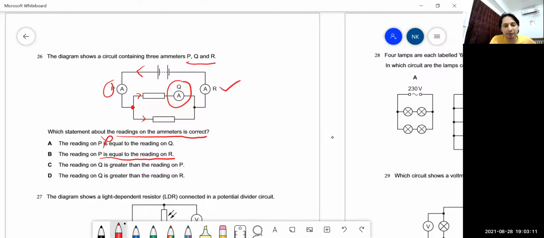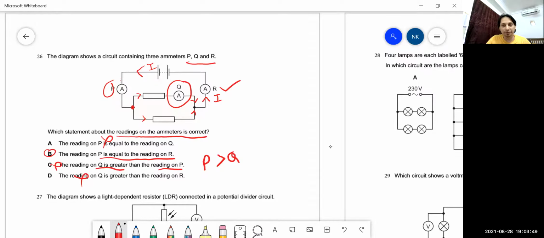And again children, whatever the current is coming here and from this side, this resistance, they will combine, and again the same current that the battery has produced will return back. So it means P and R will show the same reading. Then option B is the right answer. If I go to option C, the reading on Q is greater than reading on P. No, no, no. If they say that the reading on P is greater than on Q, then I can consider, but here this is wrong. Similarly, D will also be wrong.